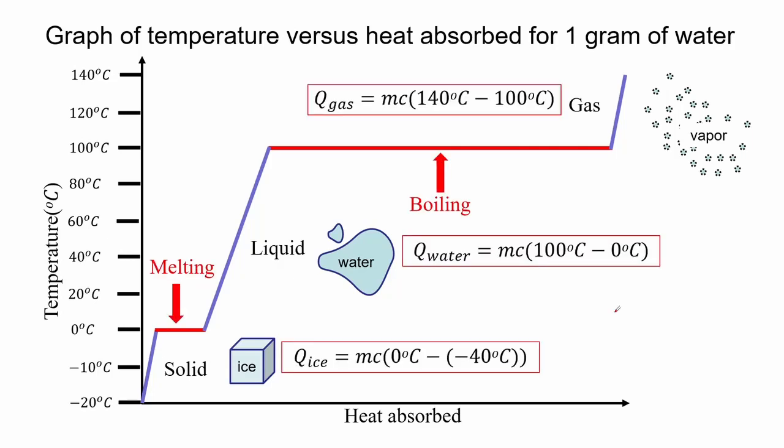Before the transformation from ice to water, the ice temperature is first raised from -20 degrees Celsius to 0 degrees Celsius and then melts to liquid. The liquid is then raised from 0 degrees to 100 degrees Celsius before it starts to boil and then transforms to gas. The gas is then raised from 100 degrees to 140 degrees Celsius.